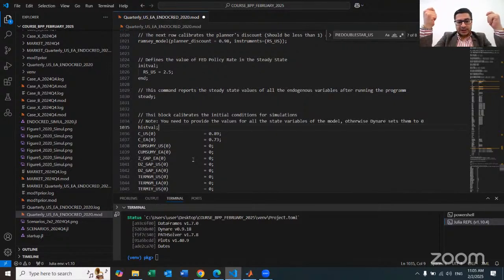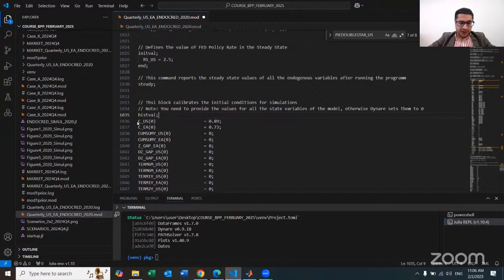And here we are interested in some historical period, as I said, the initial stage of COVID, where the economy, both for US and Euro area, are not at their steady state. They were more or less close to steady state, but not at the steady state. And here we need to define the initial conditions from which we are starting our simulations.